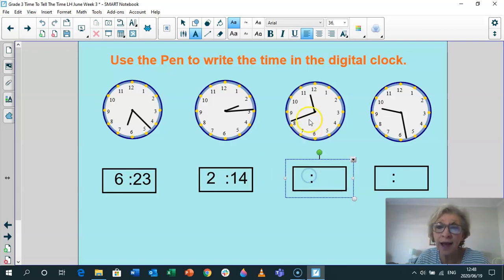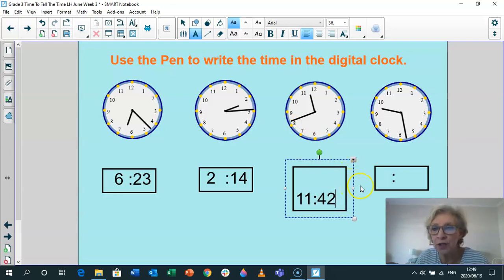This one, what's the hour? It's not yet on the 12, so it is 11, right? And how many minutes past? Well, if it has gone all the way around to 30, to 6, it's gone 30 minutes, then 35, 40. I would say it's 11:42.